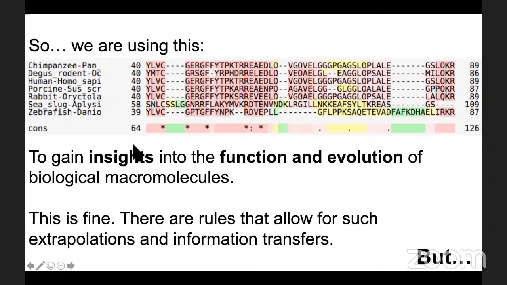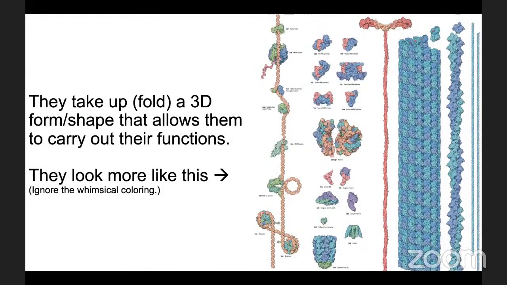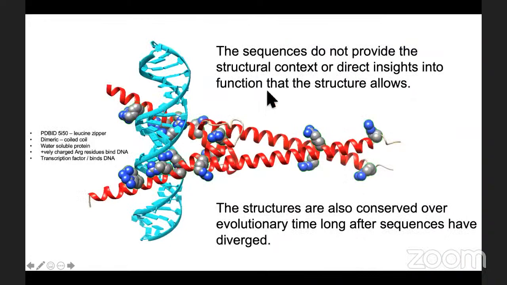But we must consider that proteins do not look like these at all. Instead, proteins can fold into a three-dimensional shape, and that three-dimensional shape allows them to carry out their functions. So in a way, proteins look like this. So the sequences do not provide the structural context or the direct insights into function that the structure will allow. And we also know that the structures are also more conserved in evolutionary time, long after the sequences have diverged.